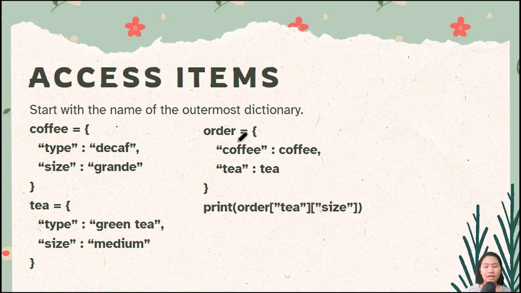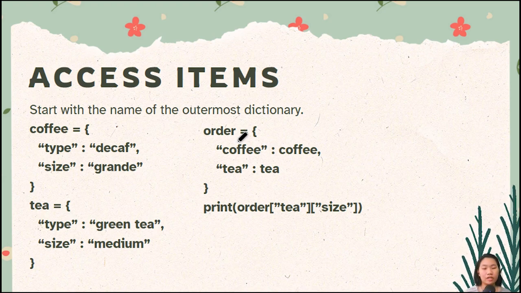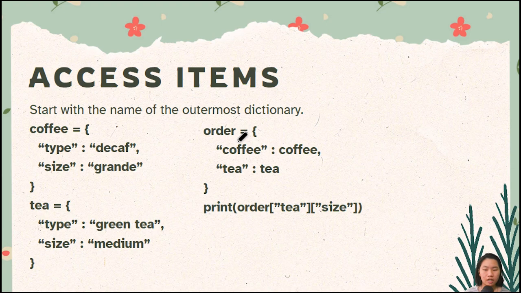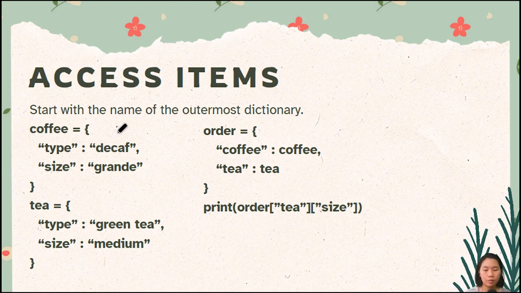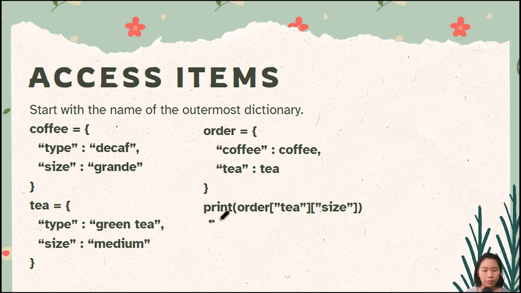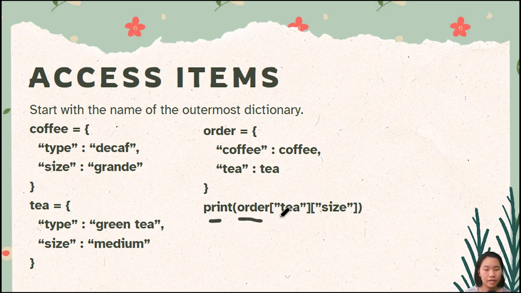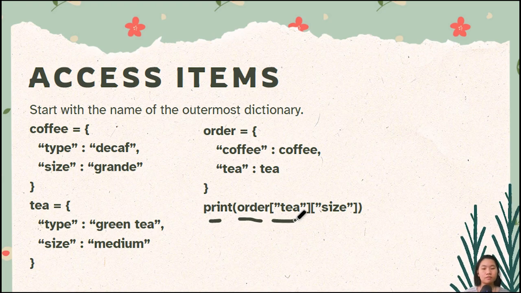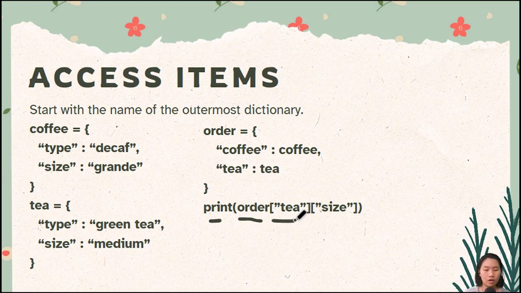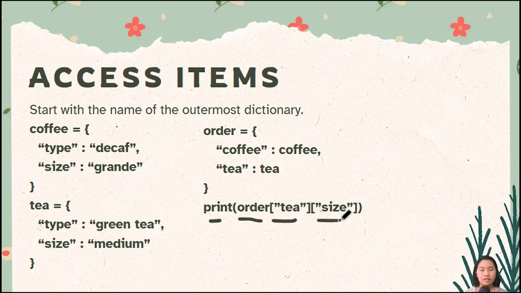Now let's move on to accessing items. And we start with the name of the outermost dictionary, so the container of the nested dictionaries. So I have the same thing with coffee, tea, and order. I'm using the second type of syntax, which is a little bit repetitive, but it's easier to see. And I print order, so the container, right? The outermost dictionary, then preceded by the dictionary that I want to target, and then its key, okay? So it goes outermost and the one that you want to target, and then its key or value.